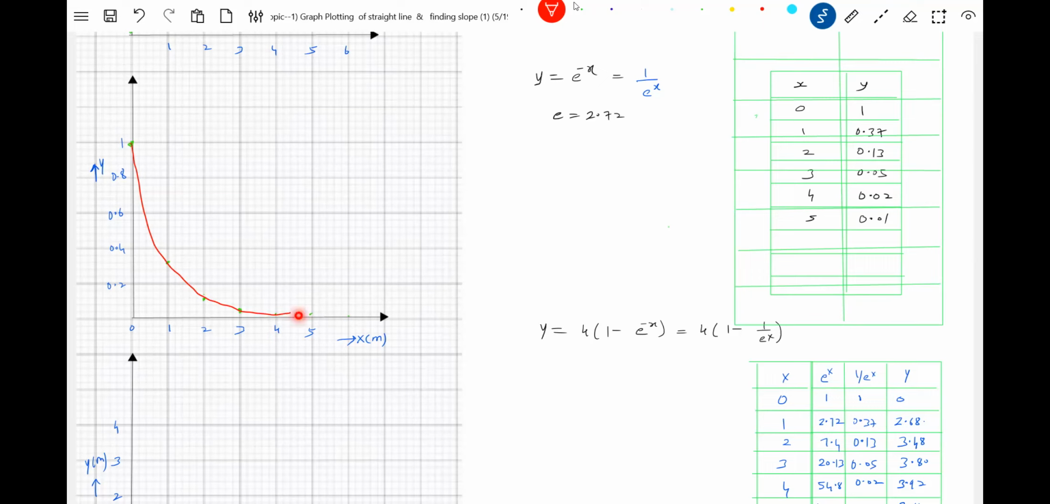It should not intersect the x-axis, because at x equal to infinity it will be 0, no? So therefore, you just show it. It is an exponentially decreasing function. So what is this curve? Exponentially decreasing.